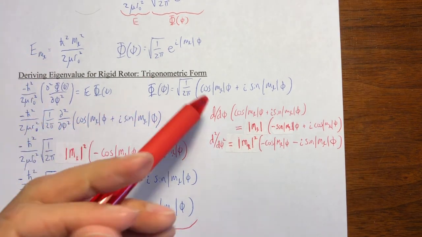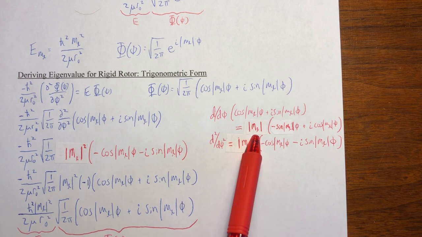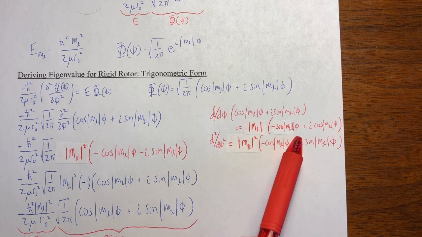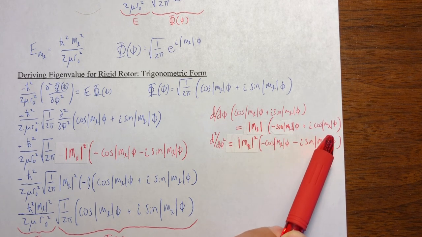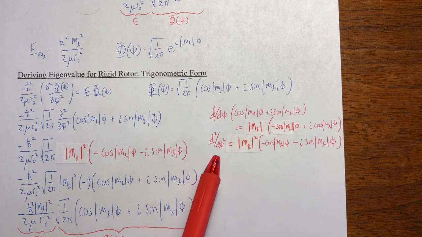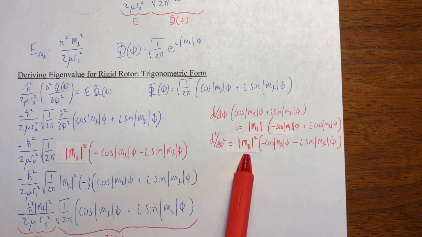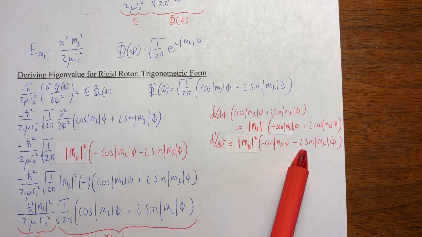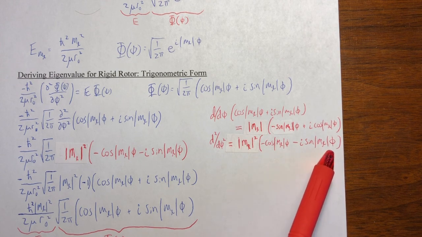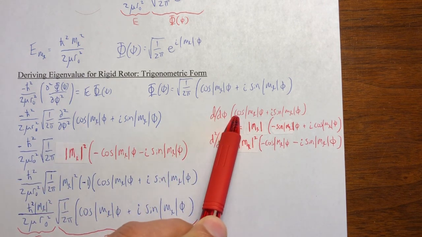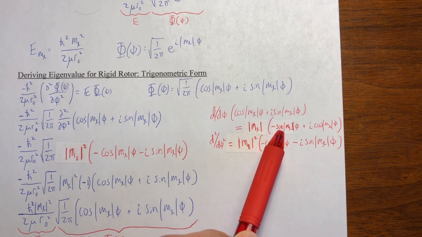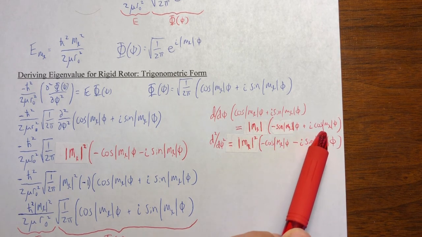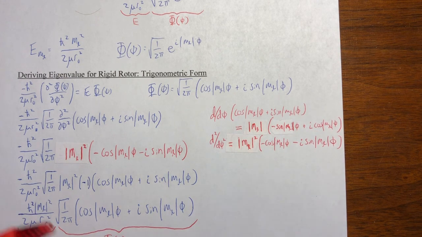where the first derivative is equal to m sub l times negative sine m sub l phi plus i cosine m sub l phi. And the second derivative is equal to m sub l squared times negative cosine m sub l phi minus i sine m sub l phi. And so if you just follow the derivatives, the derivative of cosine is negative sine, and the derivative of sine is cosine and the negative stays the same, and the derivative of sine is cosine and the derivative of cosine is negative sine. So that's how that all happens.